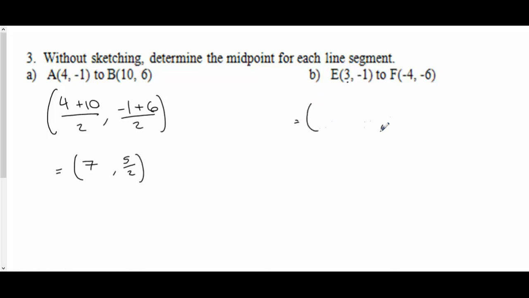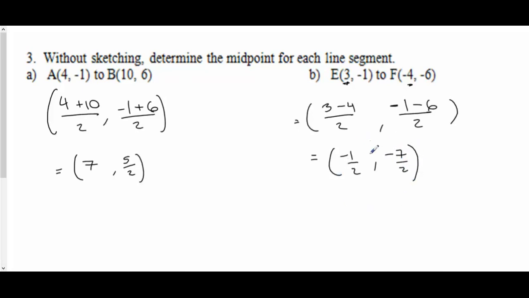For B, exact same thing. I'm taking the average of the x values and the average of the y values. So for the x values, I've got 3 and -4. So if I'm trying to add 3 and -4, that's really 3 minus 4, over 2. For the y values, that's -1 minus 6, over 2. Right, 3 minus 4, so -1/2. -1 minus 6, -7/2. Right, so both are fractions, and that is totally fine.